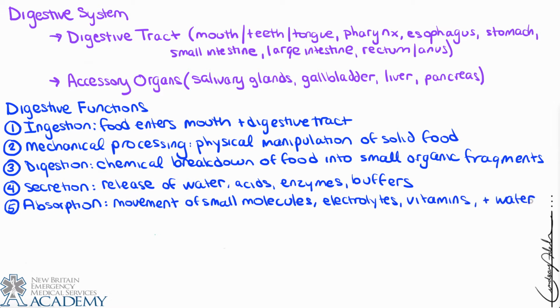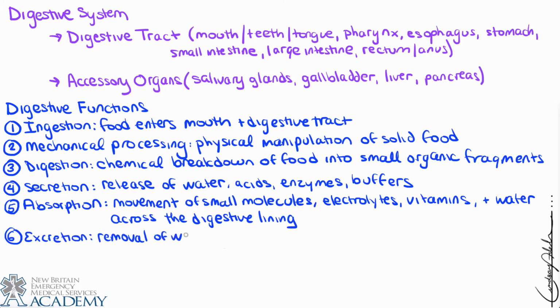We want to be able to acquire the nutrients from food that we need, which drives the reason why we take food in the first place. And then lastly, number 6, excretion, which is just removal of waste products from the body. That will focus in the large intestine and the rectum and the anus.